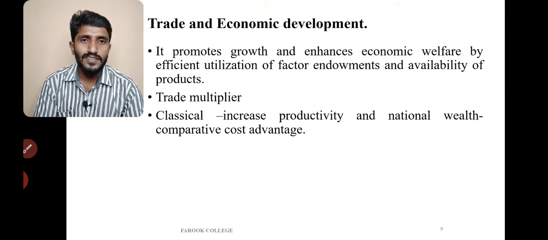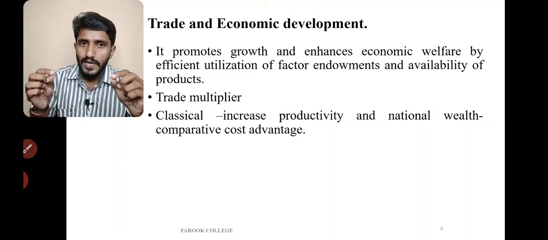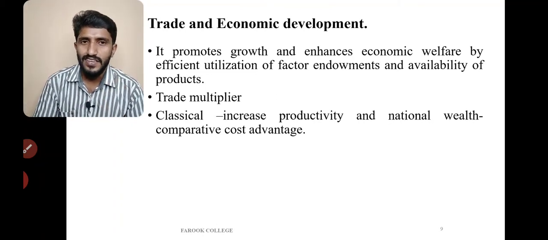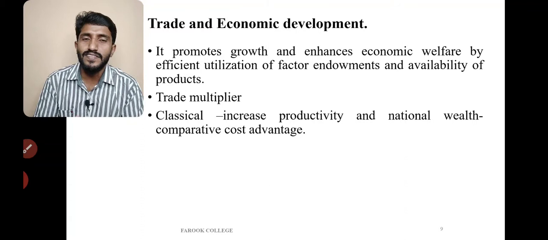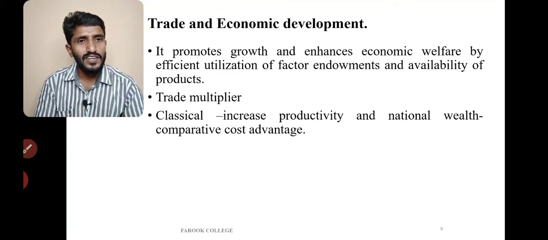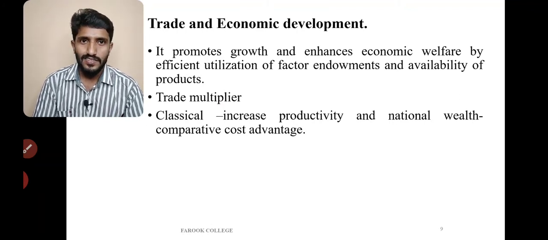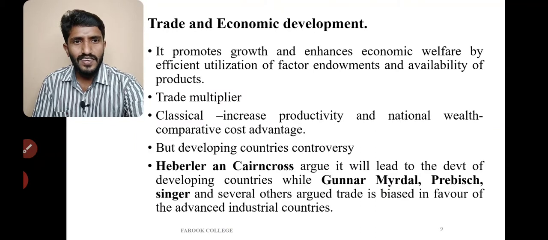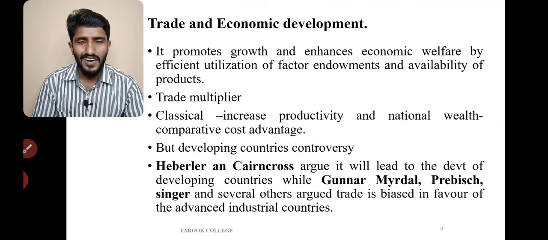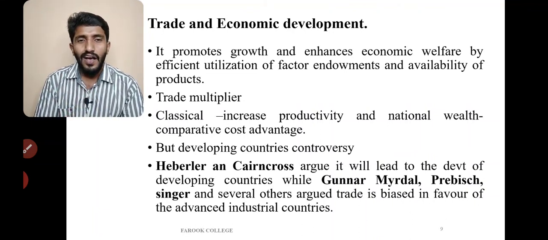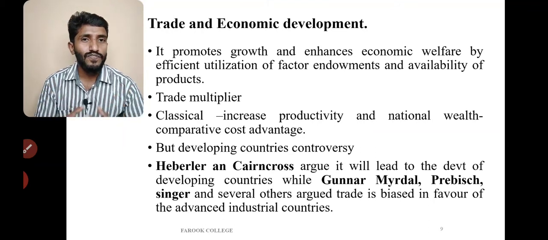Then according to the classical economists, international trade will increase productivity and national wealth. They talked about the comparative and absolute cost advantage theory, and on that basis they said that international trade will always increase productivity and lead to national wealth. Okay, so this is the idea of the classicals, but there is a controversy regarding this. The controversy is in the case of developing countries, whether developing countries are able to get benefit of this international trade. So this is another debate.